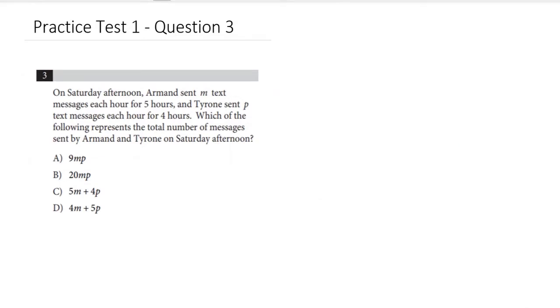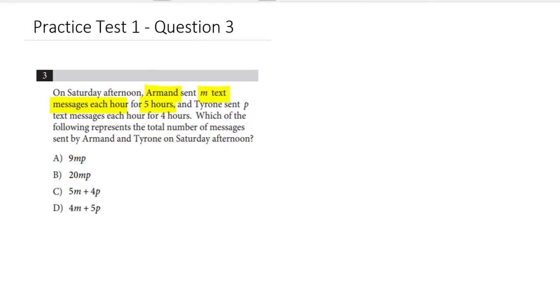So if you are not comfortable doing word problems, make sure you read a question sentence by sentence so you understand what is going on in this word problem. Okay, so on Saturday afternoon, Armand, so we've got one person, sent m number of text messages each hour for 5 hours. Okay, so that's one piece of information. Armand is sending m number of text messages per hour for 5 hours.